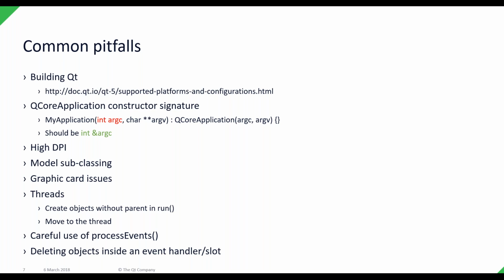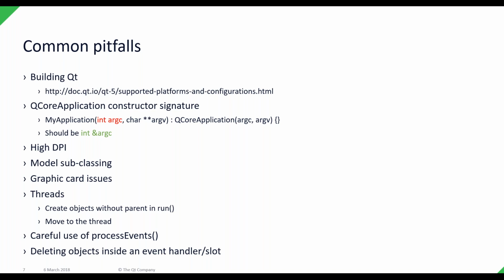So if you're in a position where you are experiencing some strange problems and you have subclassed the application object, then it's worth giving the signature a check. Make sure that you are using an integer reference there. It's surprising as to the problems it can cause purely from that one tiny symbol.